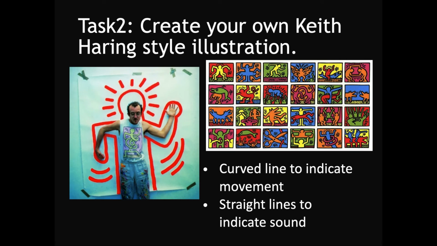Then secondly, I want you to create your own Keith Haring style illustration. That would be really good if you can incorporate it into the artist research study, just to give an example of the kind of work that he produces. When producing your piece of work based on his style of illustration, if you've got access to felt tips or pencil crayons, feel free to add as much colour as possible. Remember, he uses really bright colours and thick, bold lines. Try and add some curved lines to indicate movement, and try and add some straight lines to indicate sound.